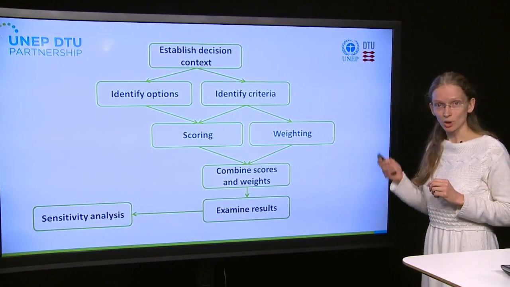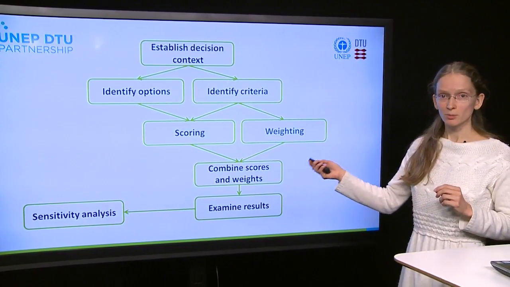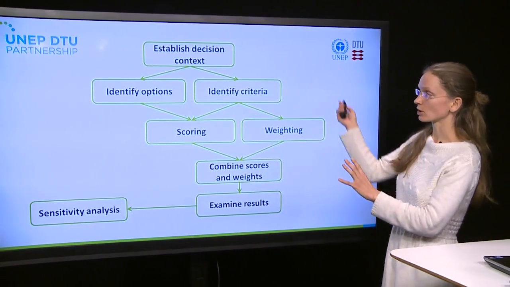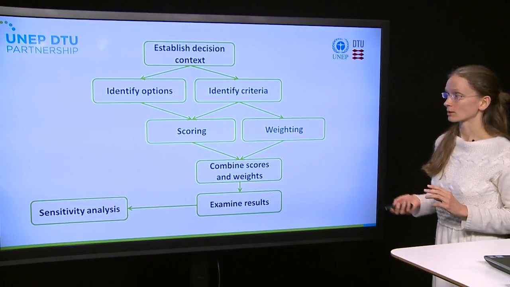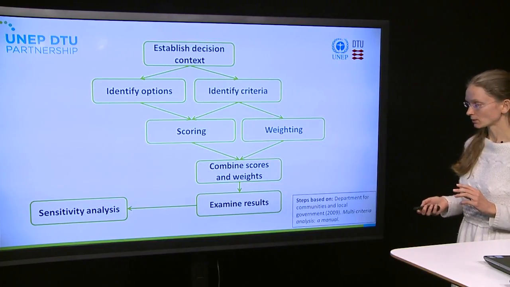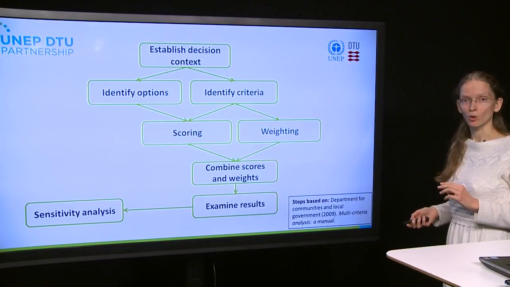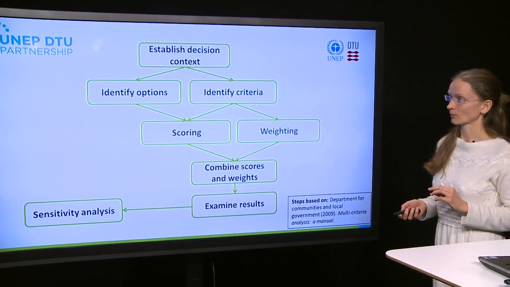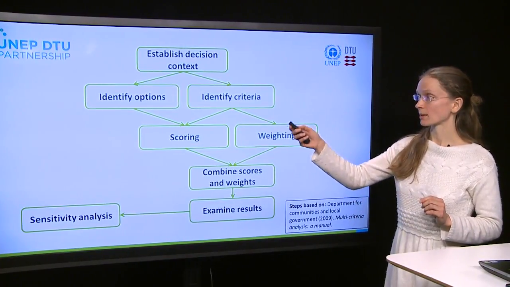MCA, as I said, is a structured framework, and it consists of several steps. This is one particular way of putting it, but in general it will be similar to what you see in this flowchart. This particular flowchart is based on a multi-criteria manual from the UK government, which you can find on our website. The rest of this component will go through each of these steps one by one.